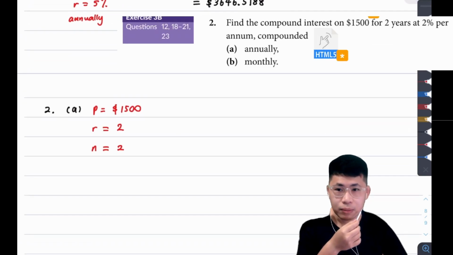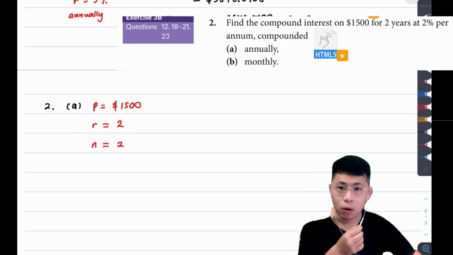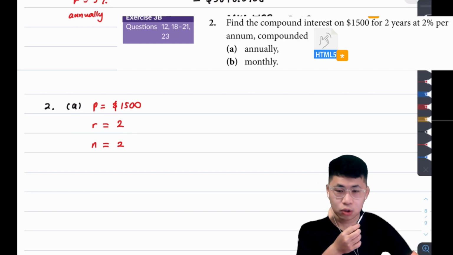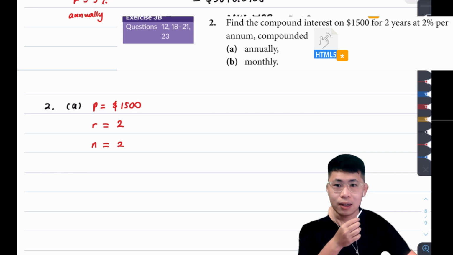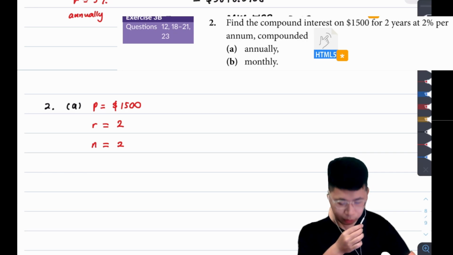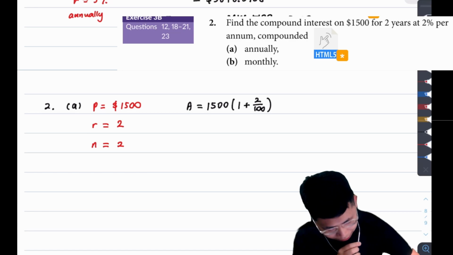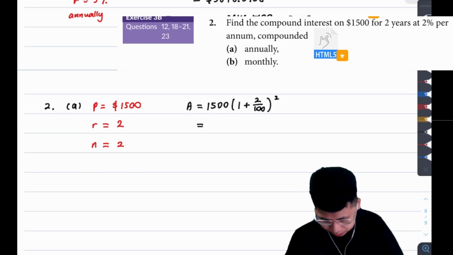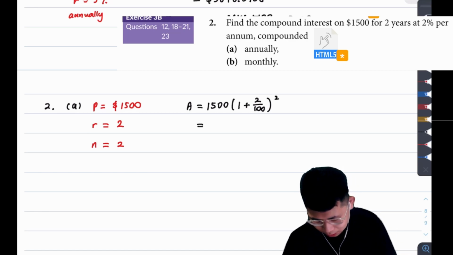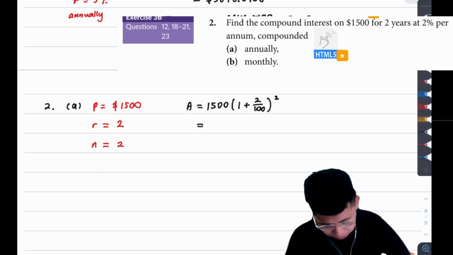Now let's take a look at number 2. Same thing, we are looking for compound interest on $1,500, 2 years, 2% per annum, compounded annually. So I'm going to just use this formula. P, the original amount, raise this by 2%, and compound over 2 years.